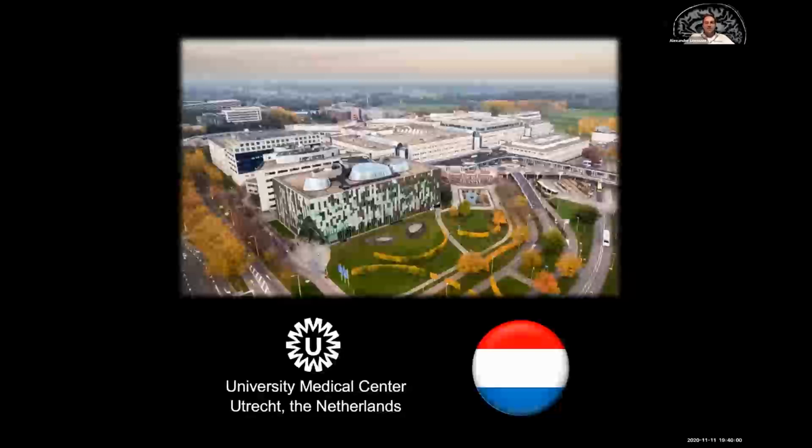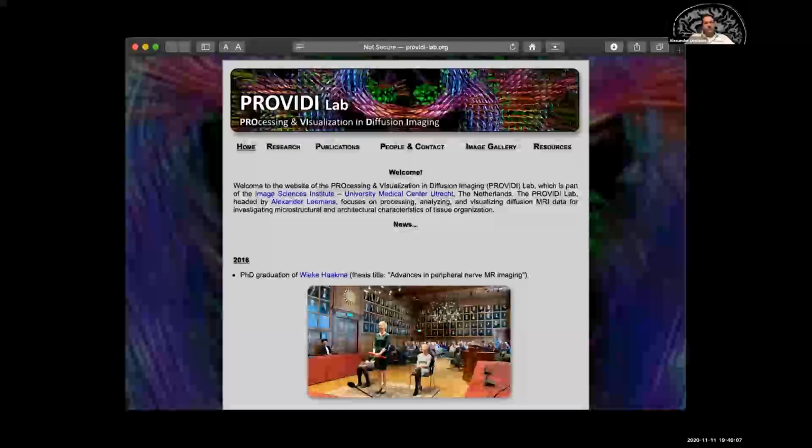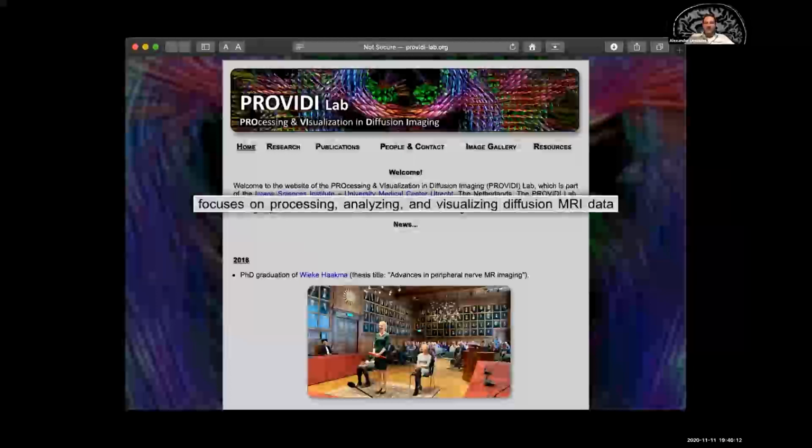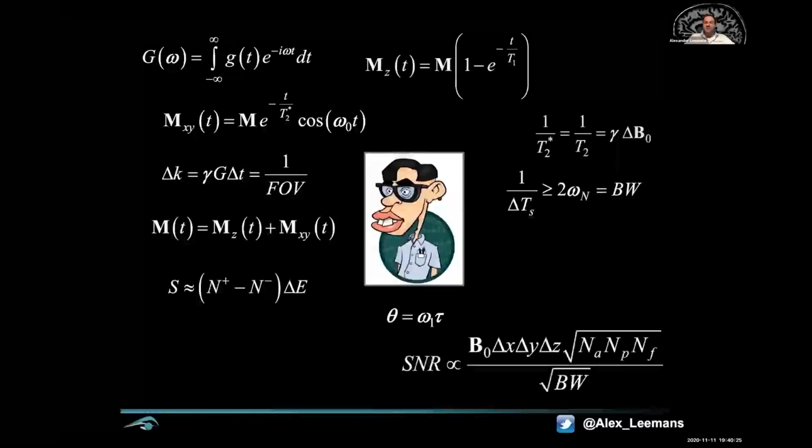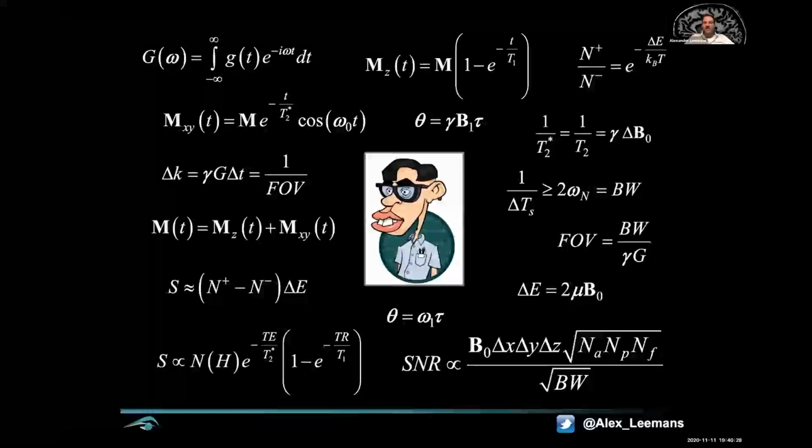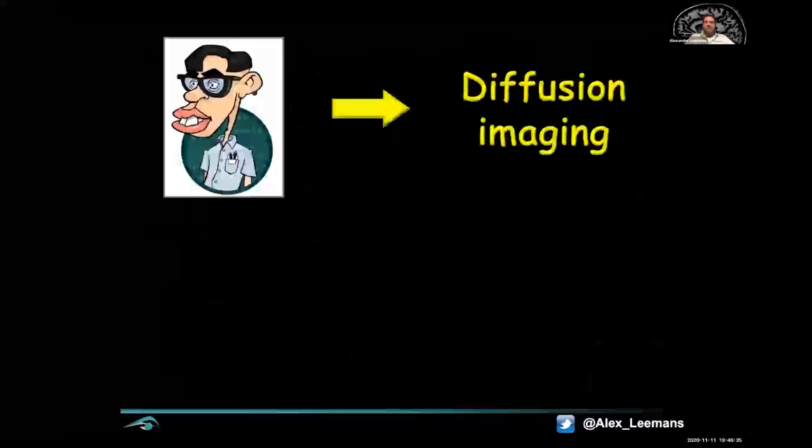Within this imaging division, we've got many departments, and within the departments, we've got research groups. One of the research groups is mine, which is called the ProVideoLab. We mainly focus on processing, analyzing, and visualizing diffusion MRI data. I'll come back in a moment to what diffusion imaging is. Like I said, I'm based in a faculty of medicine, but I'm a physicist. So I'm the nerdy person in the department. What I basically do is the coding, the math, the physics. But in the end, I'm doing diffusion imaging.